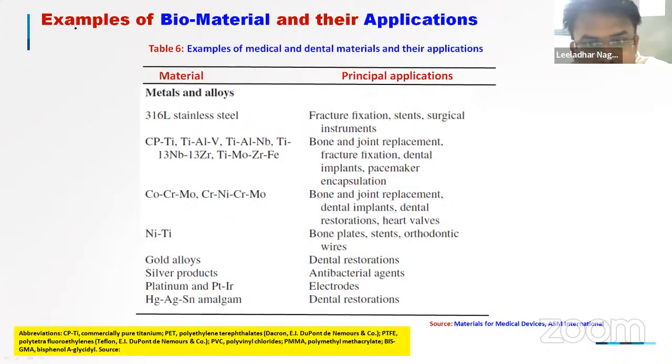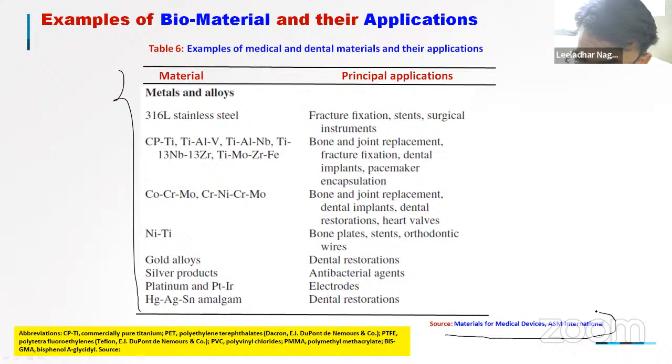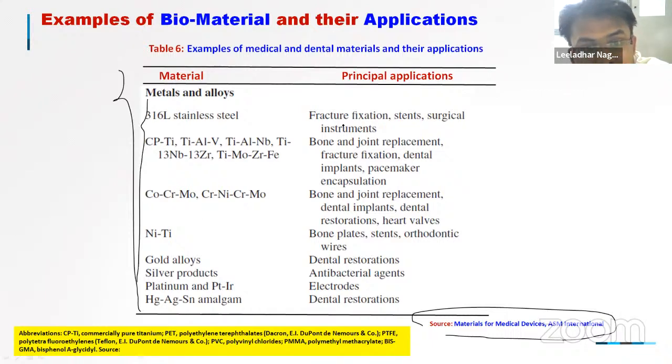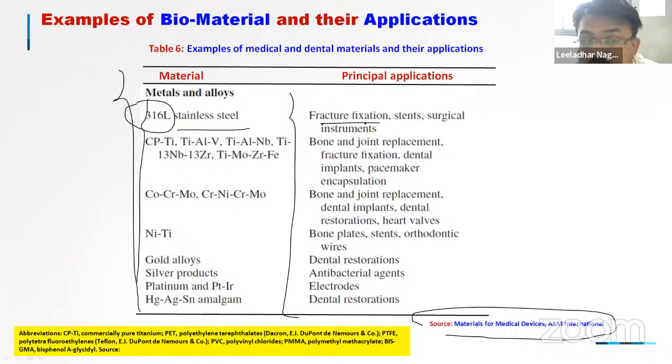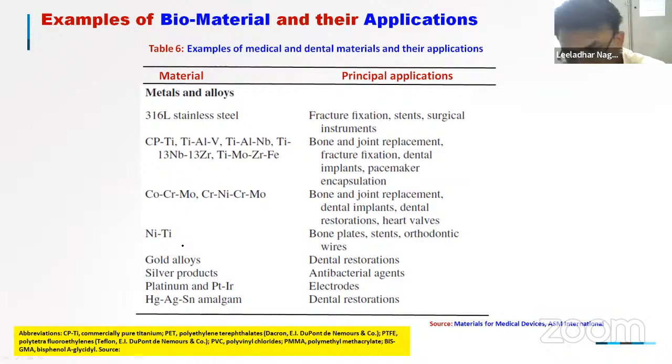These are again the list of the materials and the principal applications of these materials. I am not going into details about this, just for your information. This information has been taken from Materials for Medical Devices, ASM International. These are the metals and alloys which are used for these applications. For example, 316L stainless steel is majorly used in the biomedical field, for applications such as fracture fixation, stents, and surgical instruments.